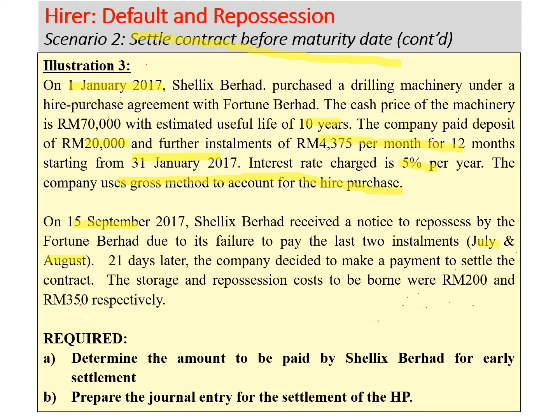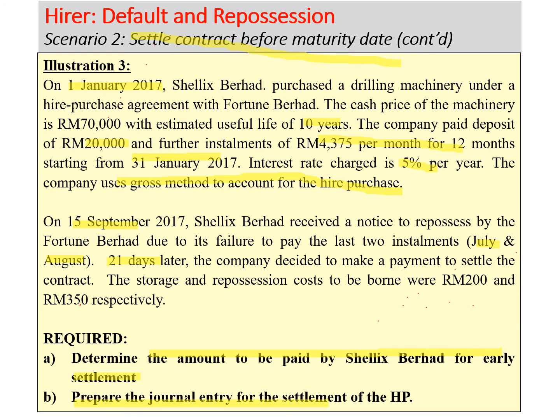So 21 days later, the company decided to make a payment to settle the contract. The storage and repossession costs to be borne were 200 and 350 respectively. The question asks you to determine the amount to be paid by Shalik Berhad for early settlement, and also to prepare the journal entry for the settlement of the hire purchase.